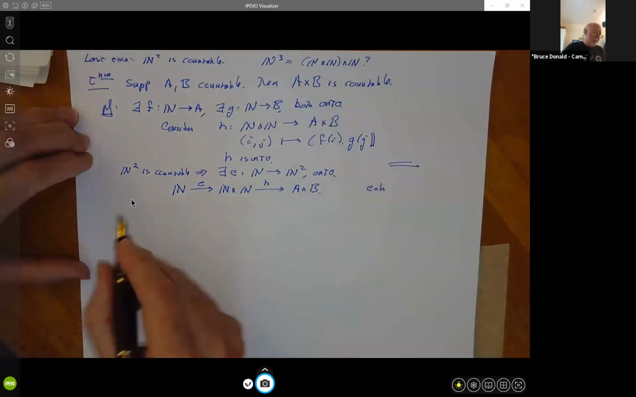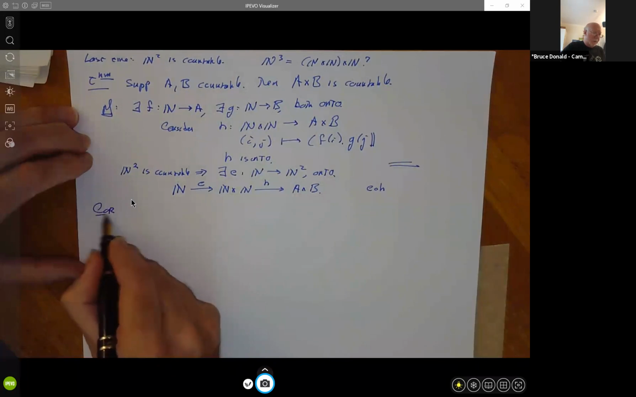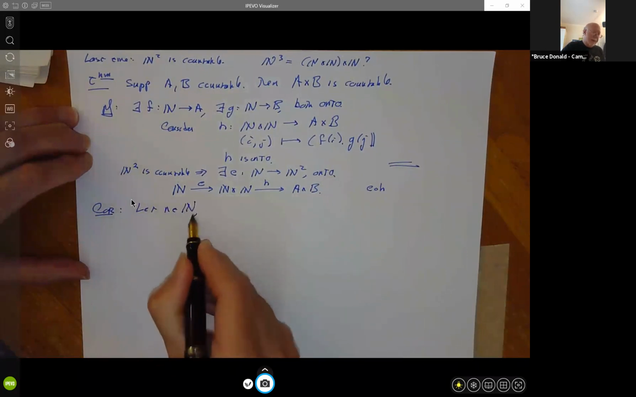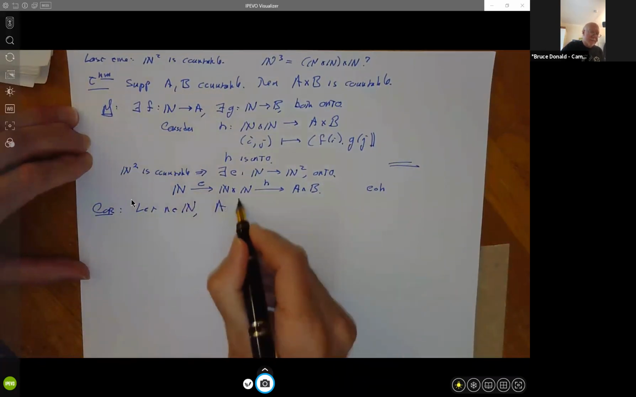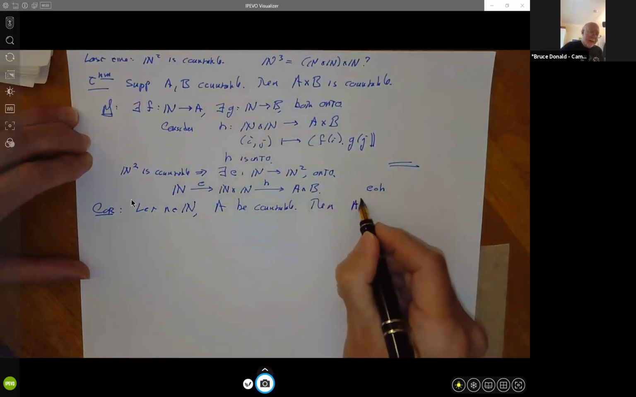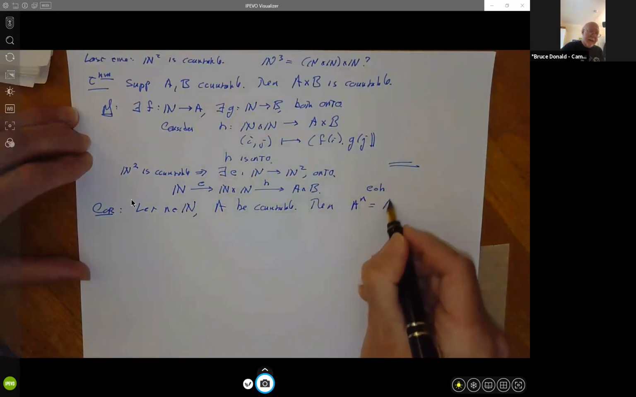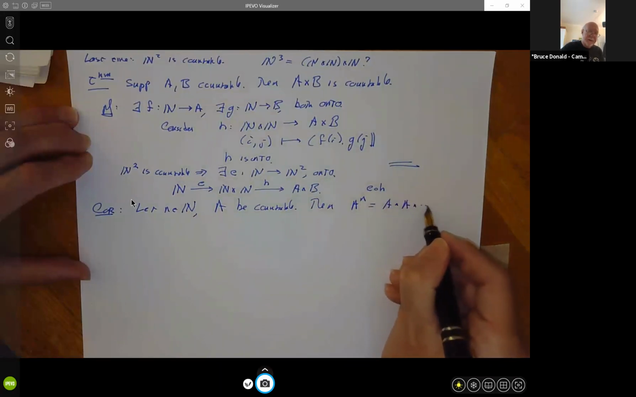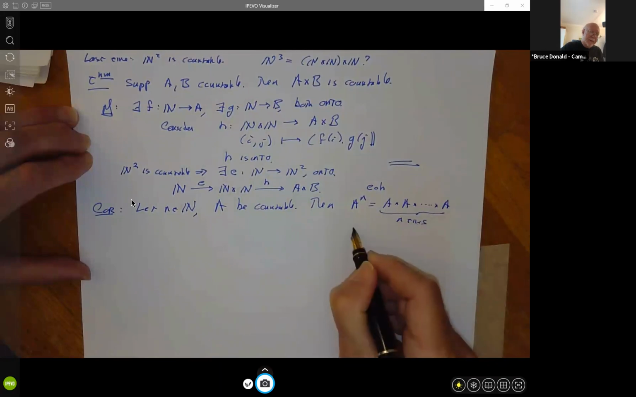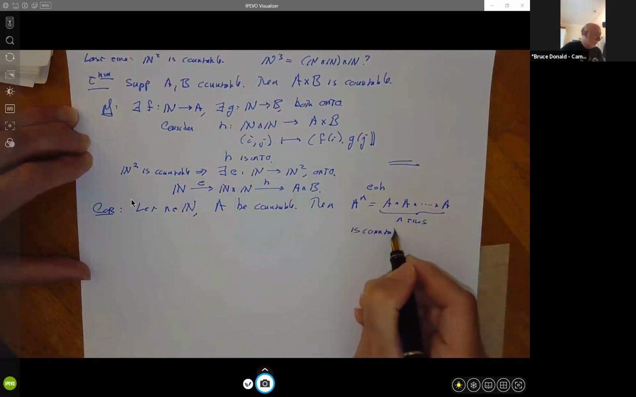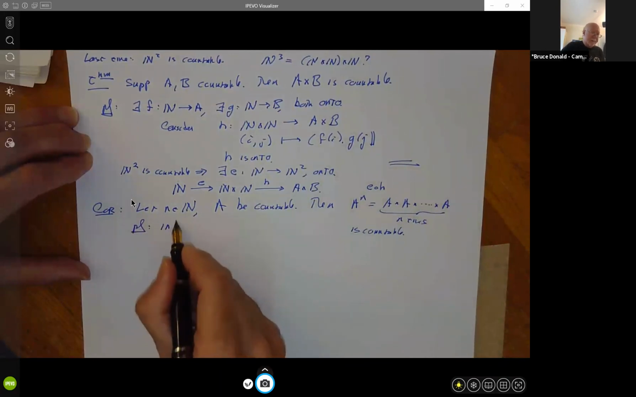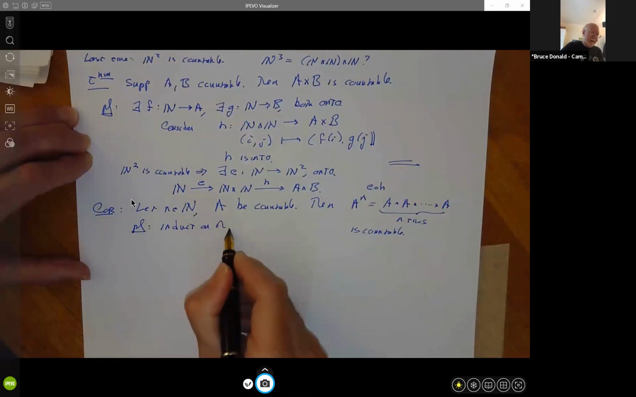In fact, we can continue this by induction. I can say corollary. That's what "core" means, corollary. Let n be any natural number, and let A be any countable set. Then A to the n, which is how we write A cross A cross A, n times, is countable. And the proof is to use the proof above and to induct on n.